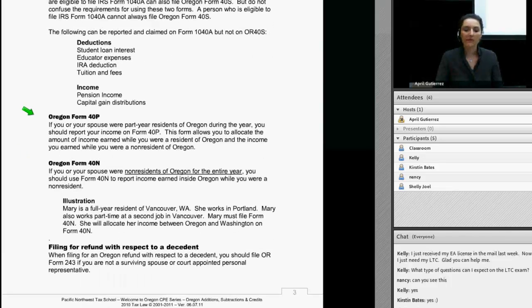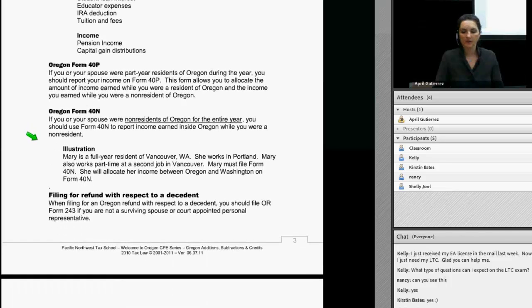And if you do happen to work for a tax service that does charge different rates for these forms, you need to understand these differences clearly in order to give a good estimate. Oregon Form 40P. If you or your spouse were part year residents of Oregon during the year, you should report your income on Form 40P. This form allows you to allocate the amount of income earned while you were a resident of Oregon and the income you earned while you were a non-resident of Oregon.